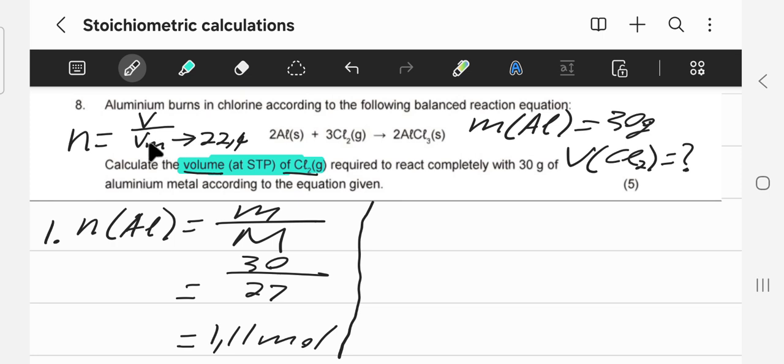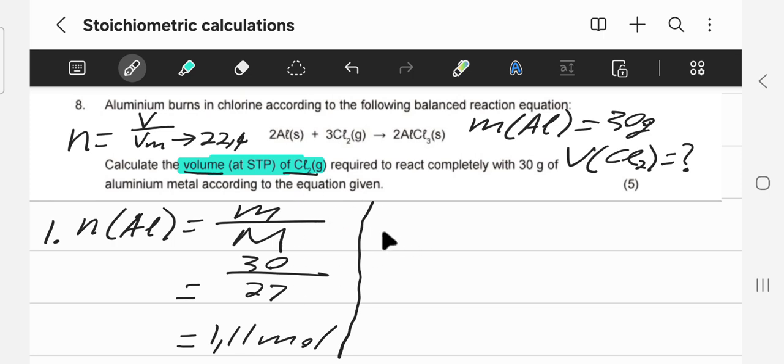We know that the molar volume, which is this Vm, is equal to 22,4. But the number of moles of chlorine is unknown. And guys, it's impossible for us to find the number of moles of chlorine using this formula. We cannot use this formula because we do not know the mass of chlorine. Do you get it, guys? We do not know the mass of chlorine. That's why we have to use our mole ratios to find the number of moles of chlorine.